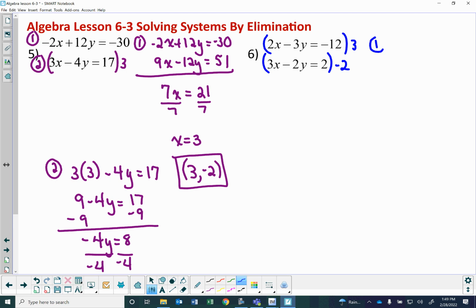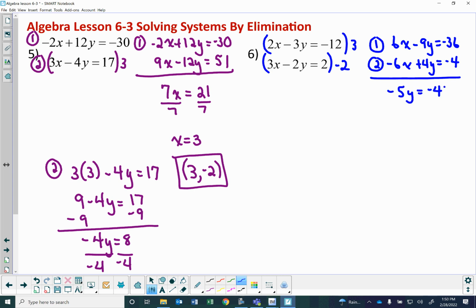So my first equation becomes 6x minus 9y equals negative 36. My second equation becomes negative 6x plus 4y equals negative 4. So I end up with negative 5y equals negative 40. Divide by negative 5, and y is equal to positive 8.